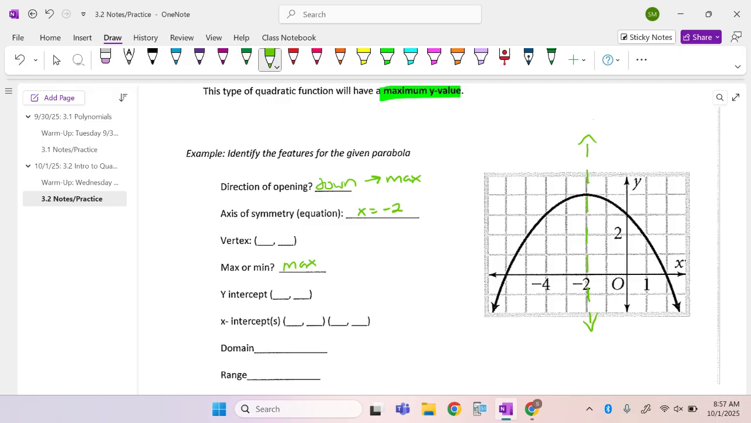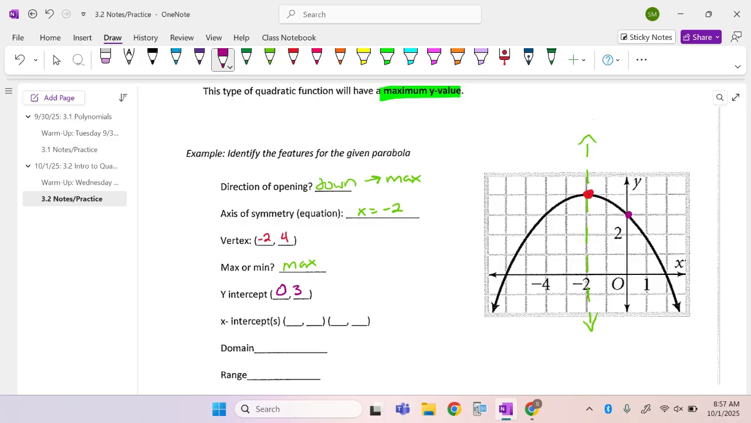All right. So what would the vertex be, Eli? -2, 4. Good. That's the vertex. So that's -2, 4. We already said we had a max. What is the y-intercept, Bradley? And what's that as a point? 0, 3. So 0, 3 is your y-intercept.